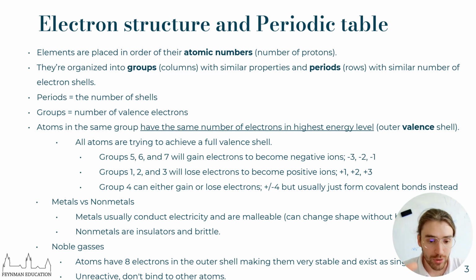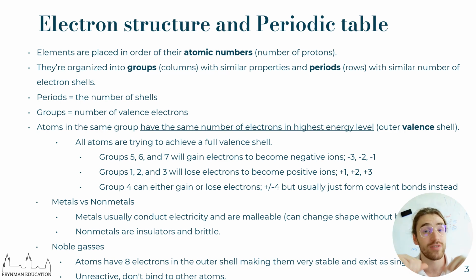We then put them in various groups or columns. These columns are elements that are going to have similar properties. Then we put them into periods or rows, and these rows have the same number of shells, or atomic shells. We'll look at it when we actually look at the periodic table. So the periods are the number of shells. The groups are also the number of valence electrons, how many electrons they have in the outer shell.